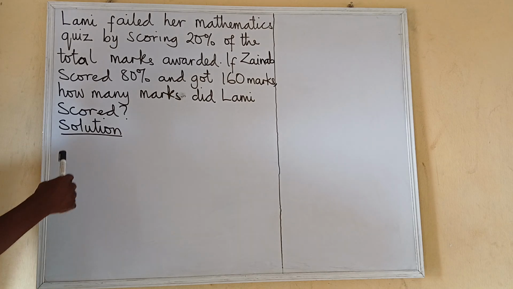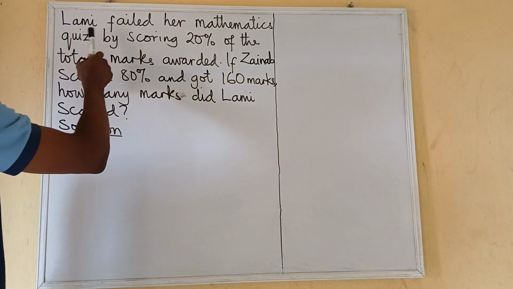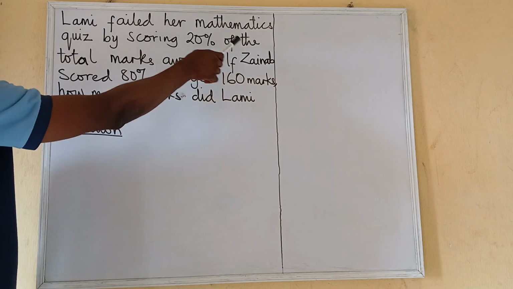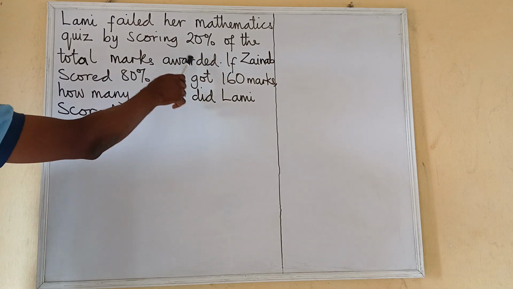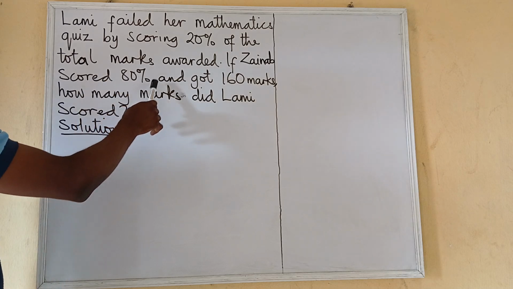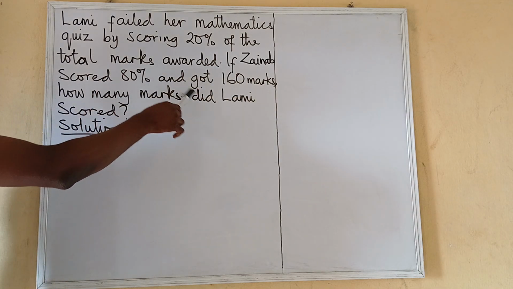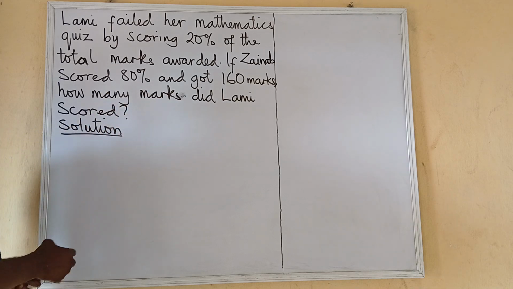I'll read that again. Lami failed her mathematics quiz by scoring 20% of the total marks awarded. If Zainab scored 80% and got 160 marks, how many marks did Lami score?